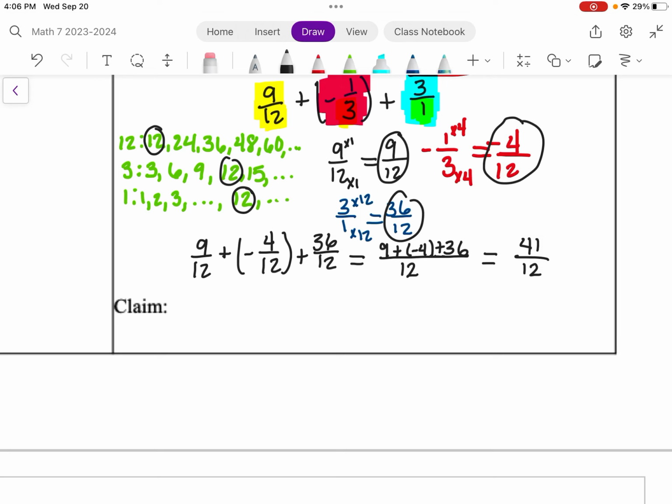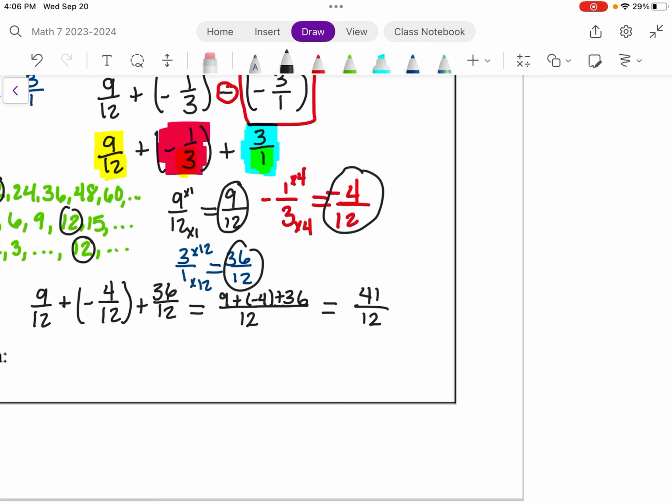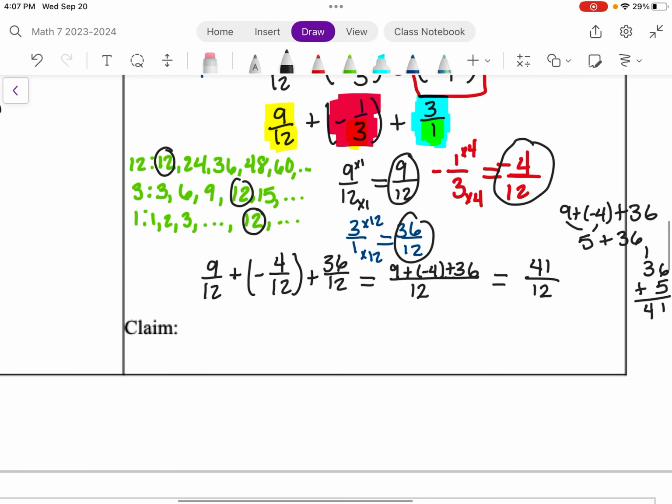So I got 41/12. Okay, if you guys need to see how I did that, it's 9 plus negative 4 plus 36. Added these two together. Again, because it's a positive and a negative, I subtract. 9 minus 4 is 5. My 9 is bigger, so it's a positive. Bring down that plus 36, and I have 5 plus 36. 6 plus 5 is 11. Bring that one down. 1 up here. 1 plus 3 is 4. So I got 41.